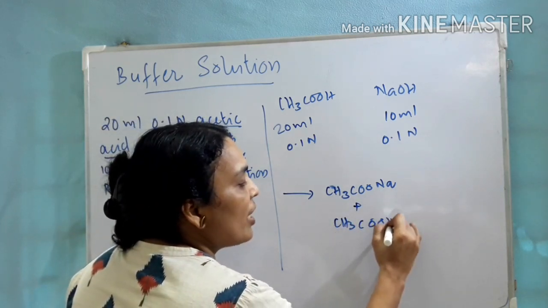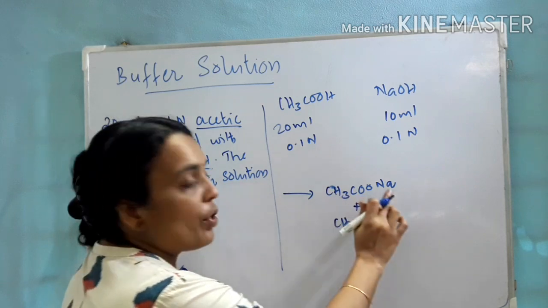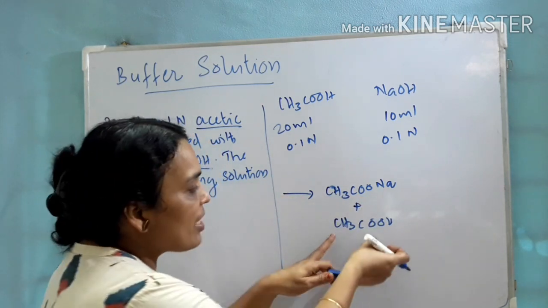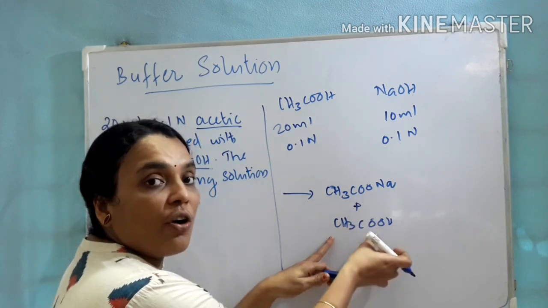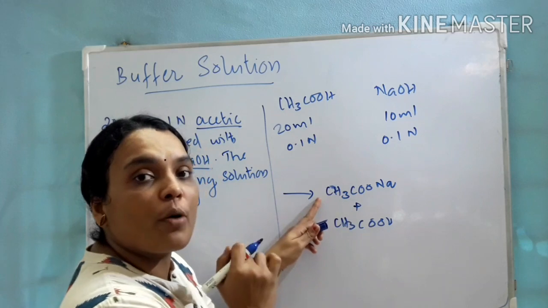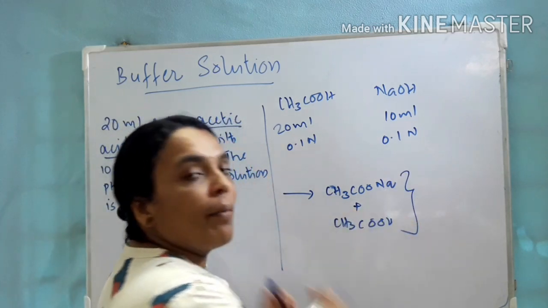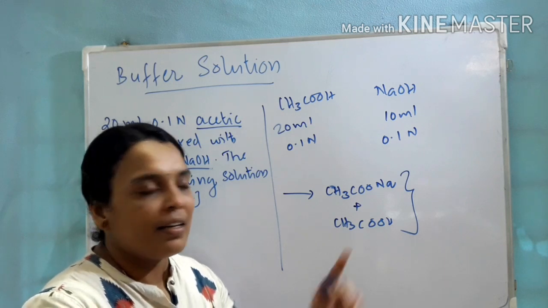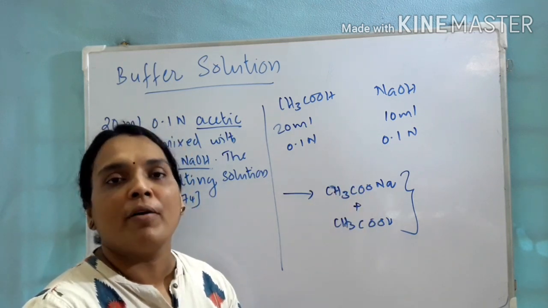So in solution, who are they? Sodium acetate is there as well as acetic acid is there. That means a mixture of a weak acid and its salt of a strong base. Now it becomes a buffer. Clear? Now it becomes a buffer.